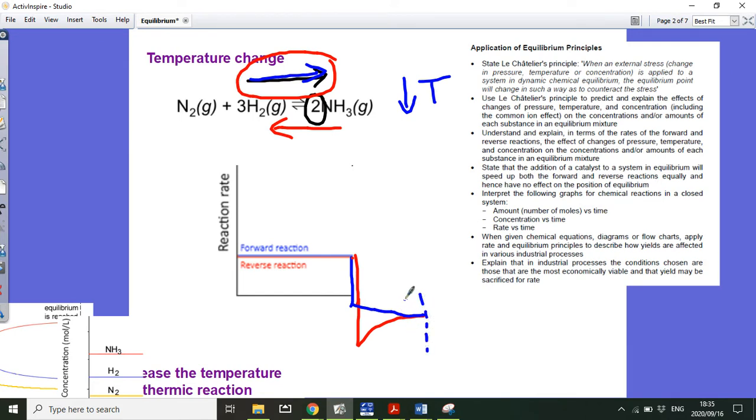Make sure you can do the increase and the decrease of the temperature using rate graphs. And that's it for temperature.